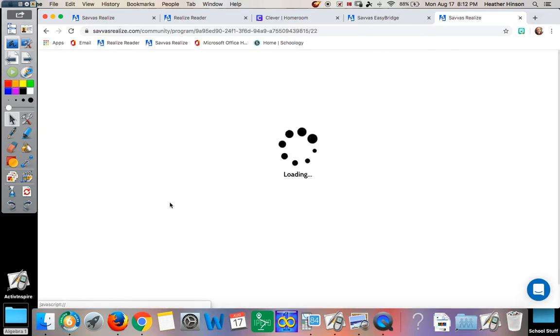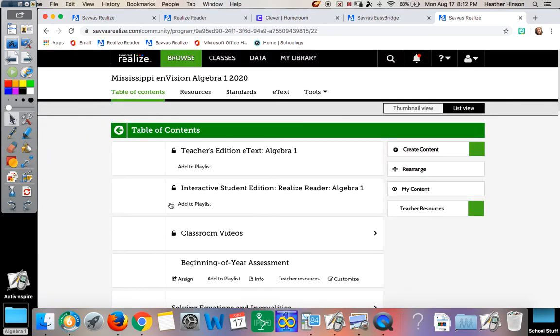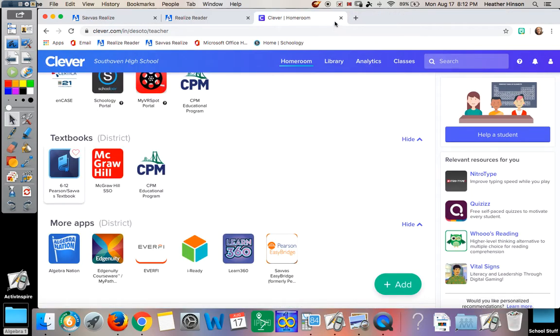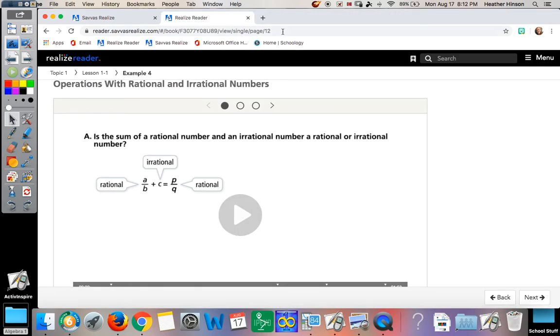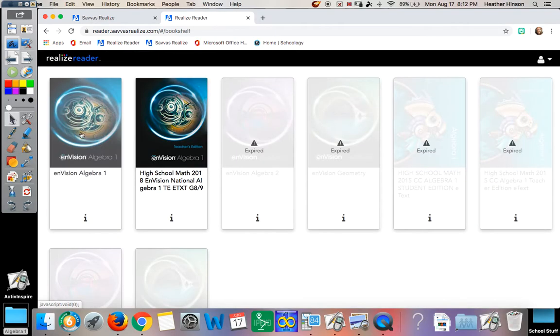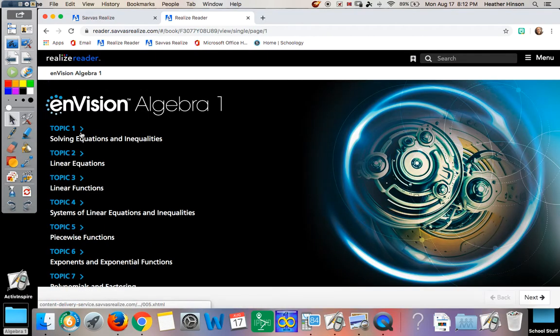Once you open your book, you won't see the teacher edition, but you'll see the interactive student edition. Sometimes this takes a minute to load, so I already loaded it beforehand. And you'll see the regular book out here. So yeah, this will take a minute.